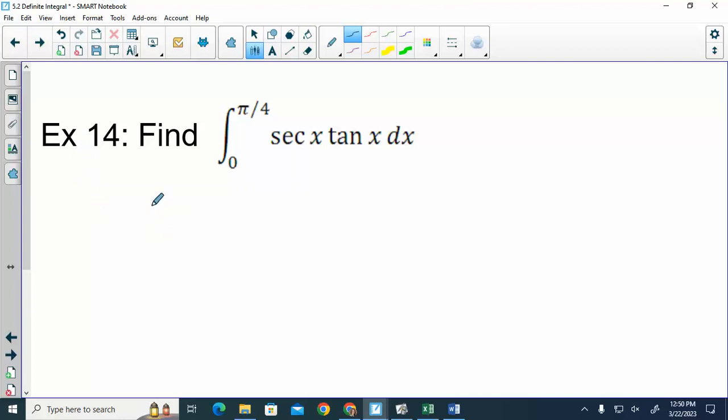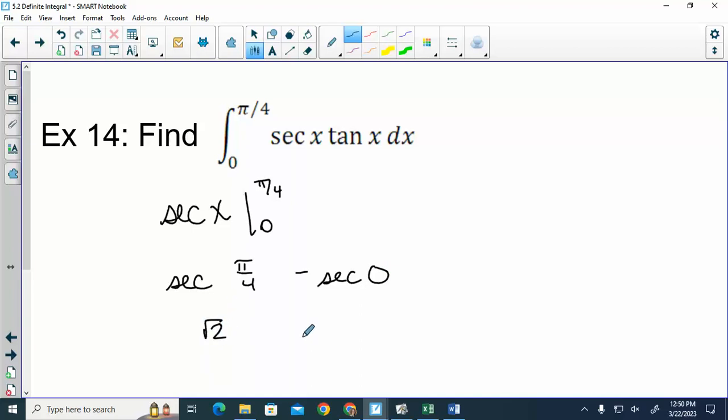What has a derivative of secant tangent? Derivative of tangent is secant squared. Derivative of secant is secant tangent. What about derivative of secant? So secant of pi over 4 minus the secant of 0. So cosine of pi over 4 is radical 2 over 2. Secant would be the reciprocal, so that's radical 2. Cosine of 0 is 1, so secant is also 1. I just get radical 2 minus 1.